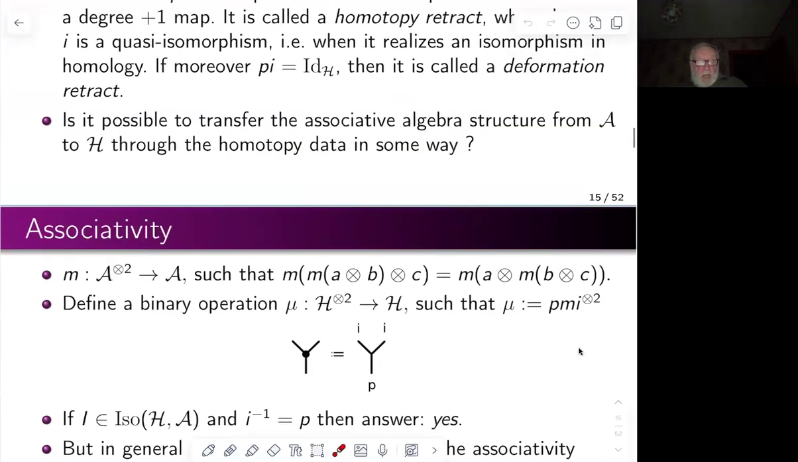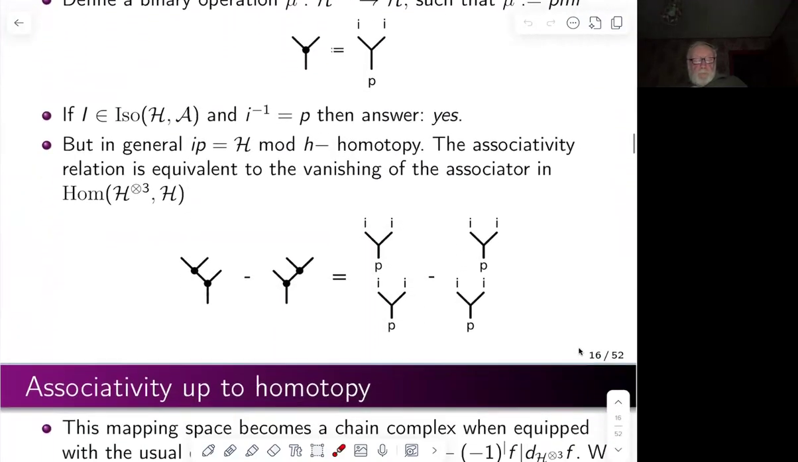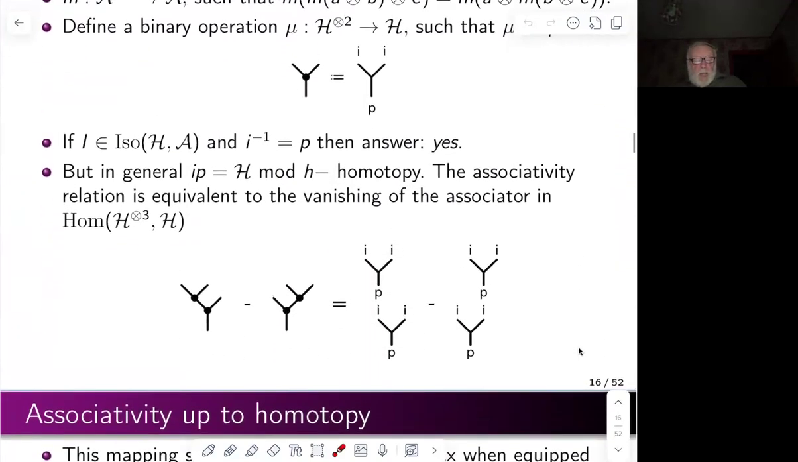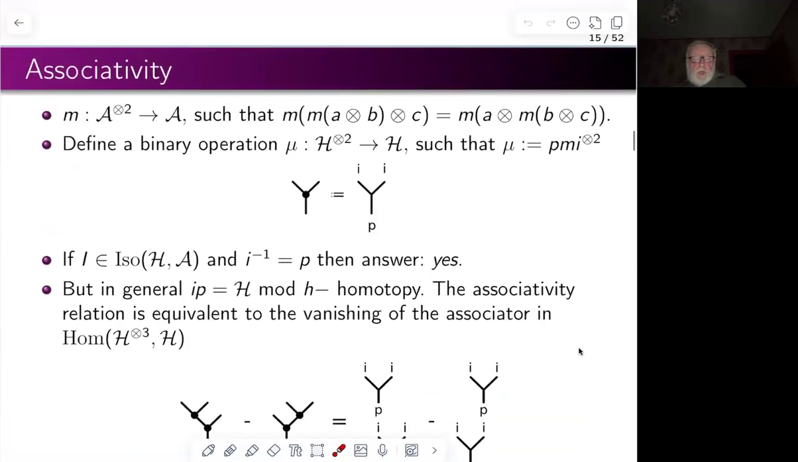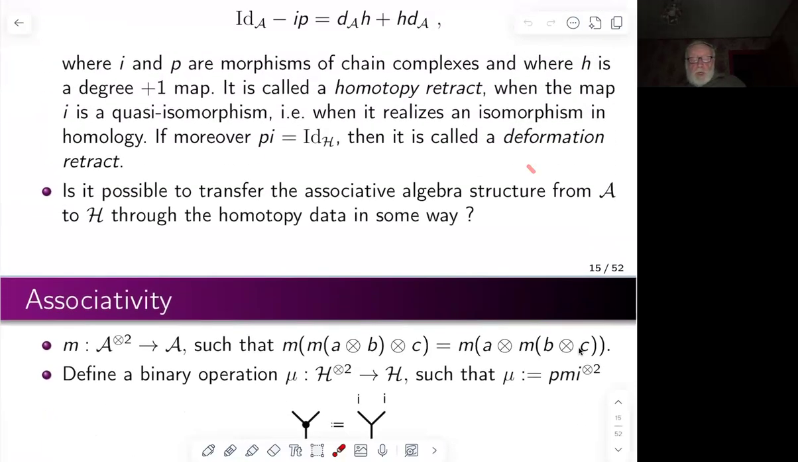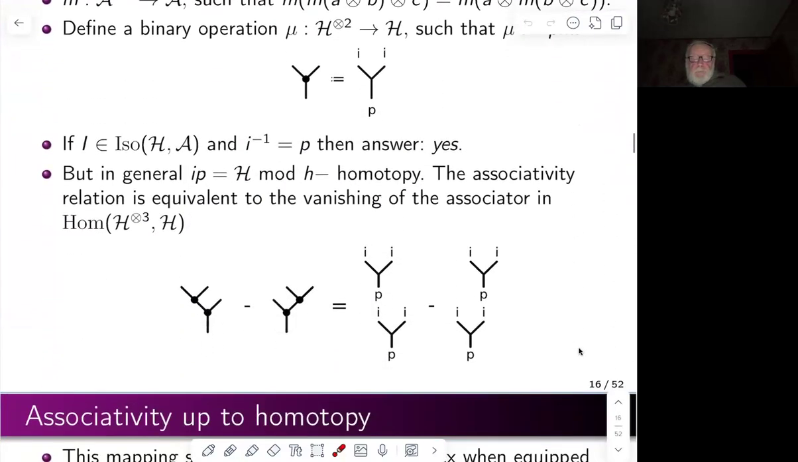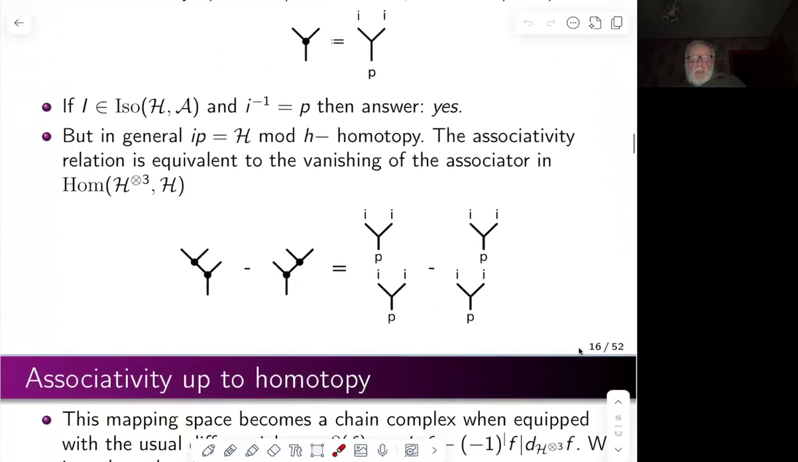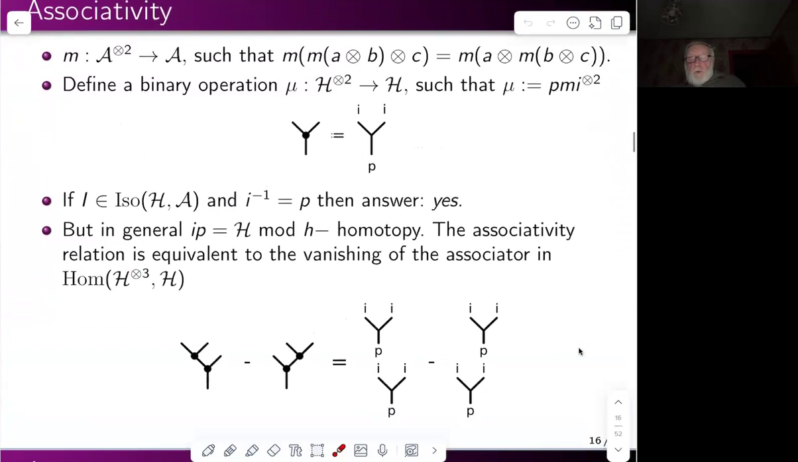Let's suppose that I is an isomorphism from H to A, and I minus 1 equals P. So it means that we have this condition of deformation retract. Then the answer, of course, is yes, this associativity condition on M guarantees the associativity condition for mu.